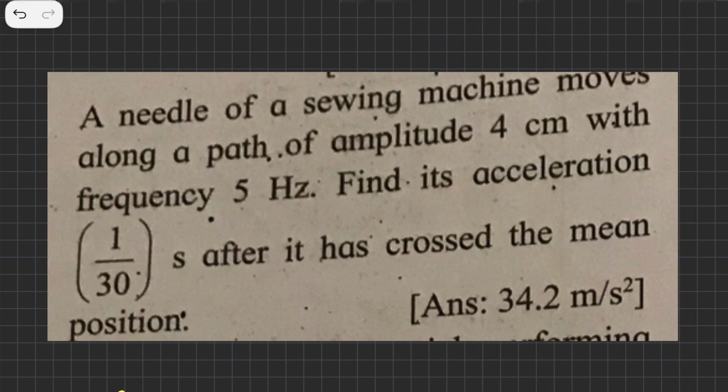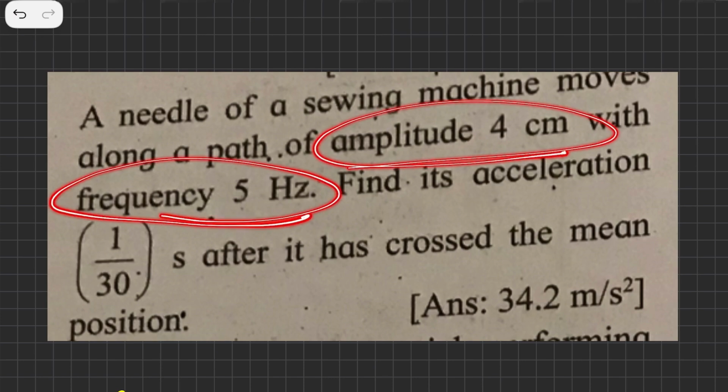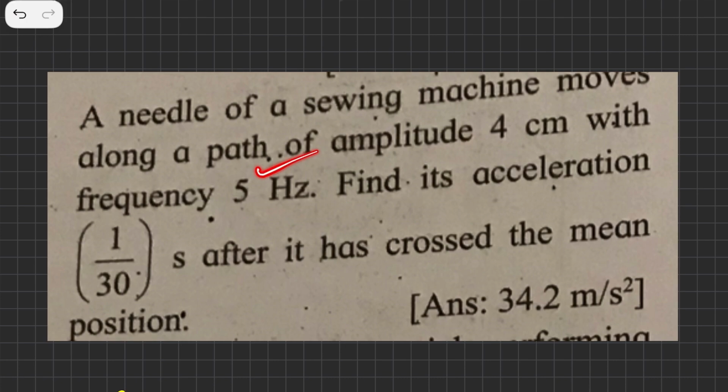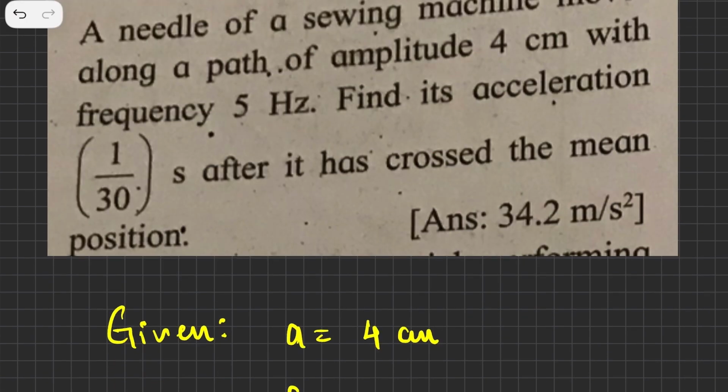So the question is, there is a needle of a sewing machine which is moving along a path. A needle actually goes up and down, so it will keep on oscillating, and the amplitude is given as 4 centimeters and the frequency is given as 5 hertz, and they are asking us for the acceleration 1 upon 30 seconds after it has crossed the mean position. So there are three quantities given, 1, 2 and 3, and we are supposed to find out the acceleration.